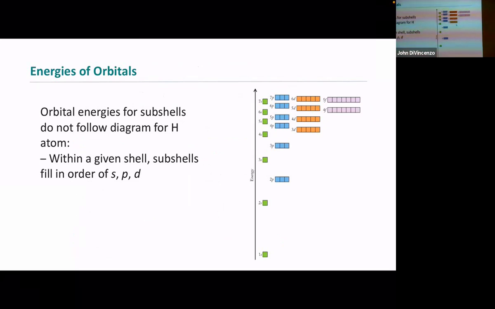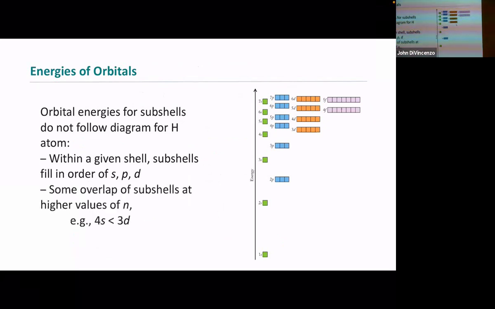Orbital energies for subshells do not follow the diagram for the hydrogen atom. Within a given shell, subshells fill in the order of s, p, d. There is some overlap of subshells at higher values of n. Example, 4s is less than 3d. This is the point I was making before: 4s fills before 3d. Now, you don't have to memorize that, because that's what the periodic table tells you.